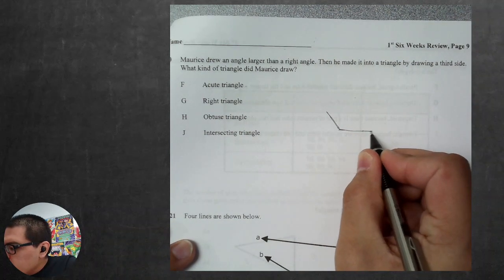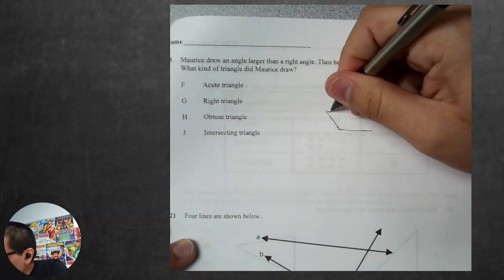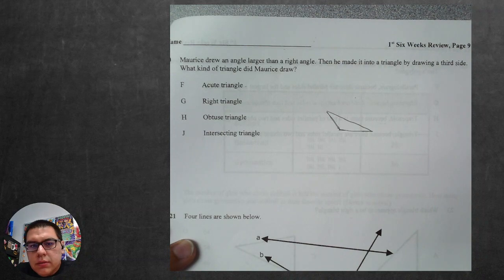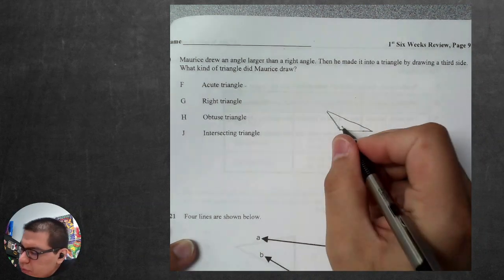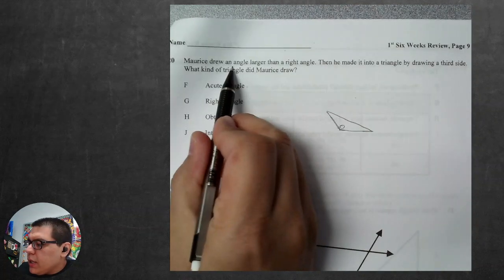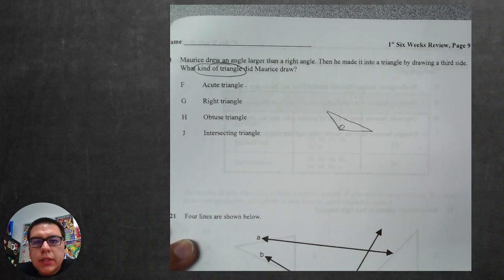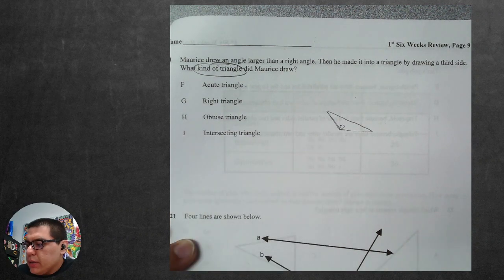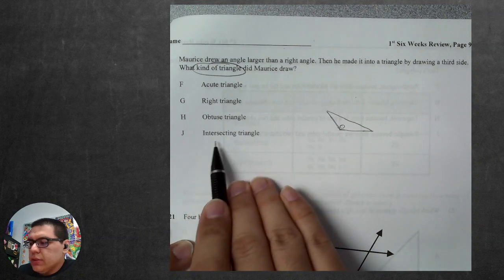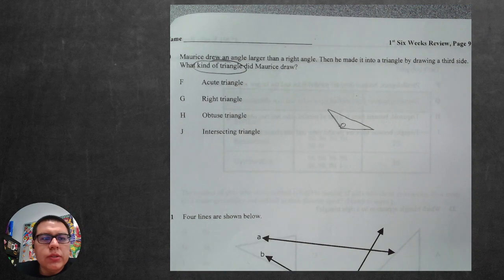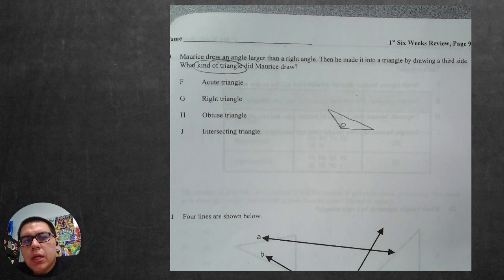But he didn't stop there. He made his obtuse angle, and then he added another line to make it a triangle. So he took the obtuse angle, he made it into a triangle, and they want to know what kind of triangle did he draw? We have acute triangle, right triangle, obtuse triangle, or intersecting triangle. Who can tell me what answer choice you think is the best one? Is it F, G, H, or J?